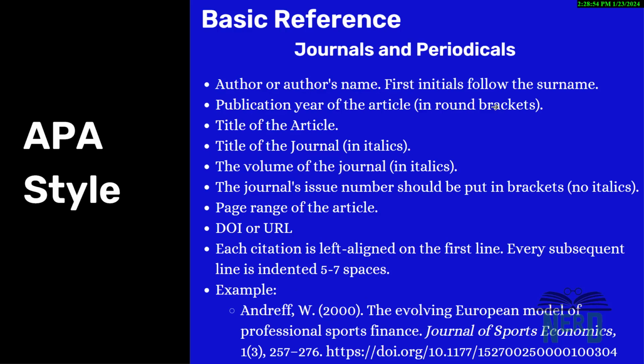Right, suppose you are taking things from journals or periodicals, what do you do? So the author's name, surname followed by first initial, and the publication date of the article, right? Then there should be the title of the article. Let me tell you how you're going to pull it out. So there is an example, right? W. Andrew wrote this article, particularly The Evolving European Model of Professional Sport Finance, and then there is a journal which is in italics, right? And then the page number, and then we have the link, right? Hyperlink. So that is all about APA style.